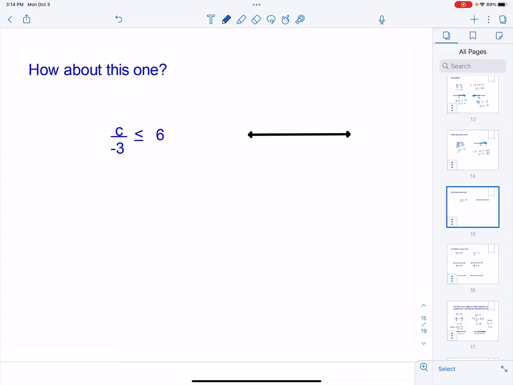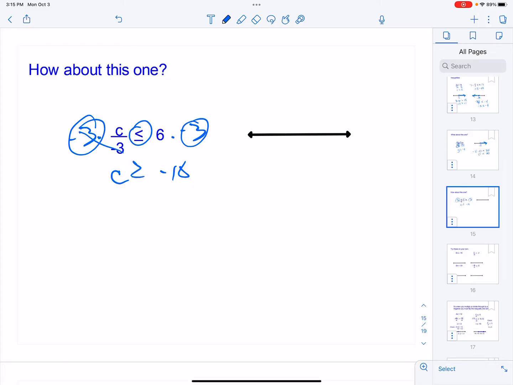Okay, so here we got c divided by -3 is less than or equal to 6. To get rid of that, I'm going to multiply by -3, and I'm going to multiply by -3 on this side. So these -3's go away, and we're left with c. On the other side, I end up with -18, but because I multiplied through by a negative number, my inequality is going to flip to the other side.